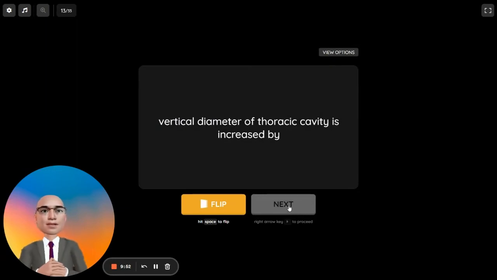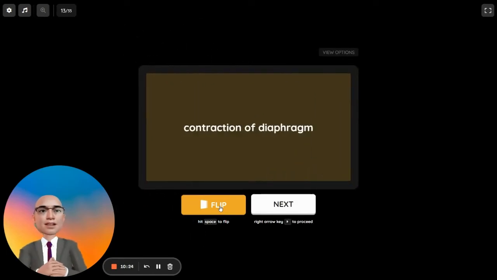Now the next question was about the diameters of the thoracic cavity. We have a vertical diameter, transverse diameter and anteroposterior diameter. We know that the vertical diameter is changed due to the contraction of the diaphragm during inspiration, whereas the bucket handle movement increases the transverse diameter, and the pump handle movement increases the anteroposterior diameter of the thoracic wall. Correct answer was contraction of the diaphragm during inspiration.